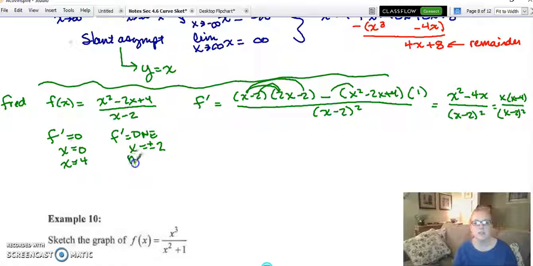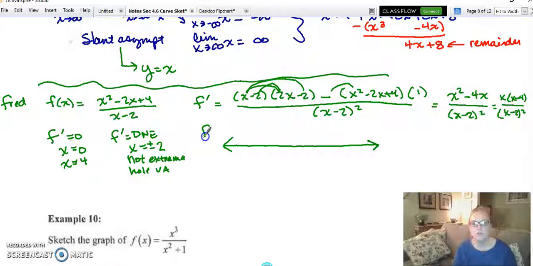These are not going to be extrema because we already know that we have a hole and a vertical asymptote. You can still switch signs on your derivative at these values, but you want to make sure that you include them in your sign chart, but you do not want to pick them as extrema. So we have -2, 0, 2, and 4.